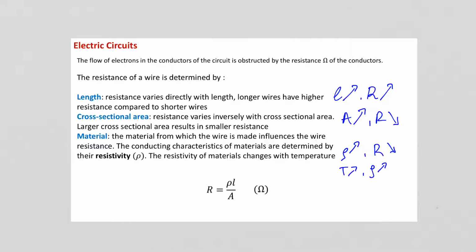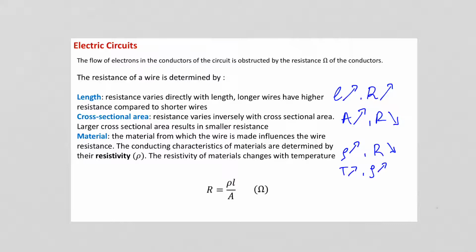And finally, another factor that affects the resistance of a wire is the material from which the wire is made. More specifically, that is the resistivity of the material, which we label with ρ, the Greek letter rho. The resistivity of a material is a function of temperature. When the temperature of the material rises, the resistivity also increases. When the temperature of the material goes down, the resistivity decreases.